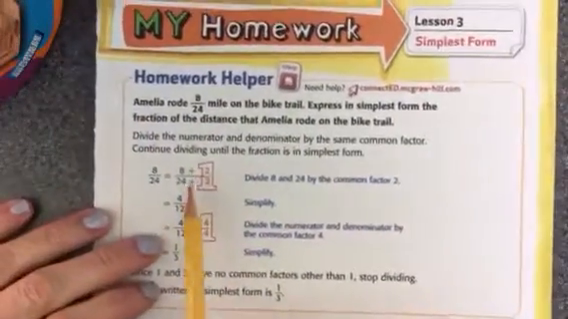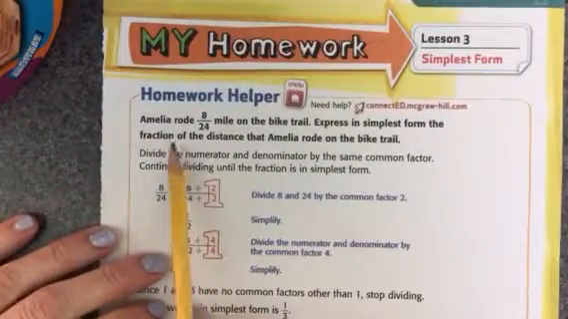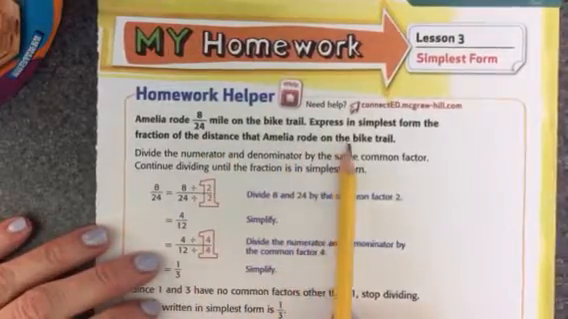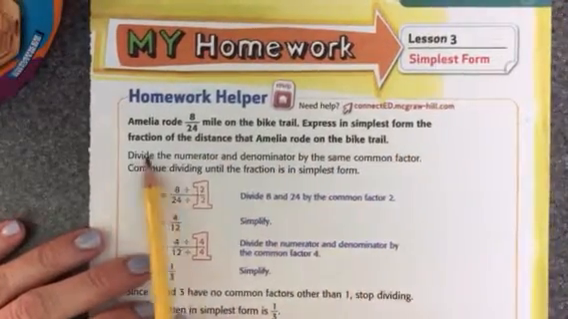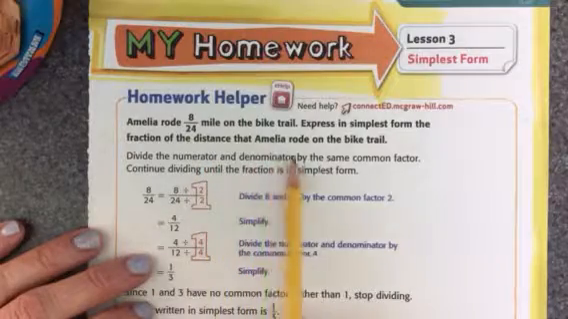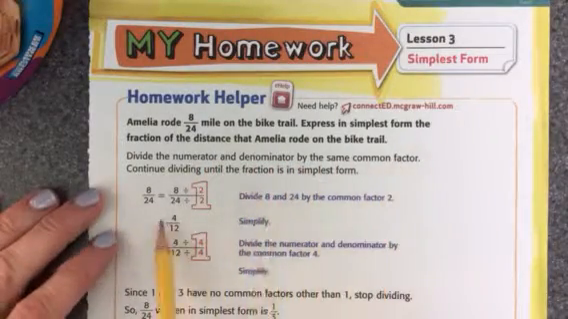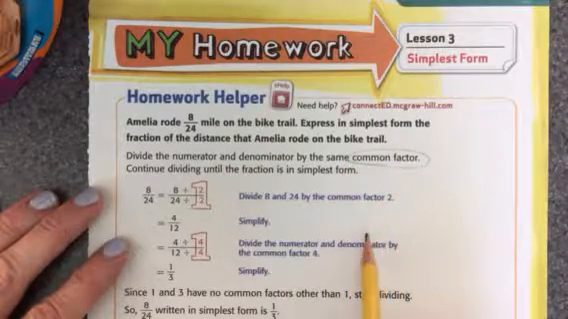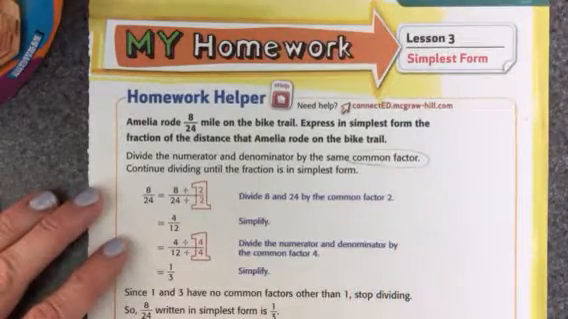Okay, let's take a look at this homework helper example. Amelia rode 8/24 mile on the bike trail. Express in simplest form the fraction of the distance that Amelia rode on the bike trail. The first thing we're going to do is find a common factor. In fact, we're going to find the greatest common factor.